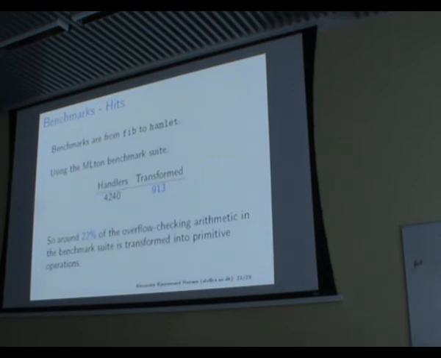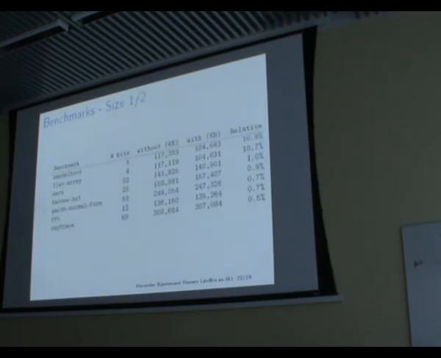So to test this, we used the MLton benchmark suite. There are benchmarks from 50 to 100. In the benchmark suite, in SSA form, there are 4,240 overflow checking integer arithmetic operations, and we transform 930 of those, so about 22%. So what does this give us?